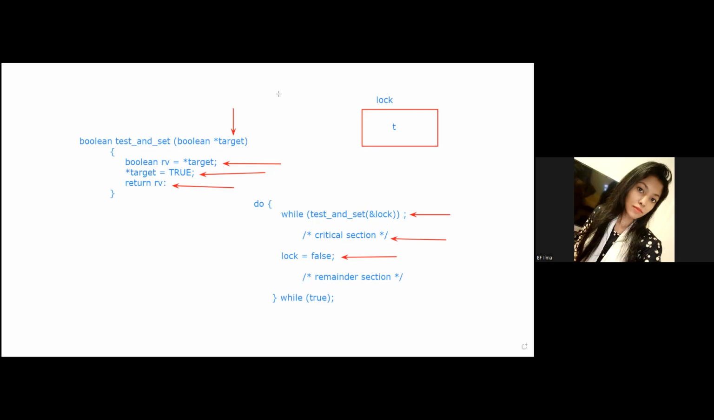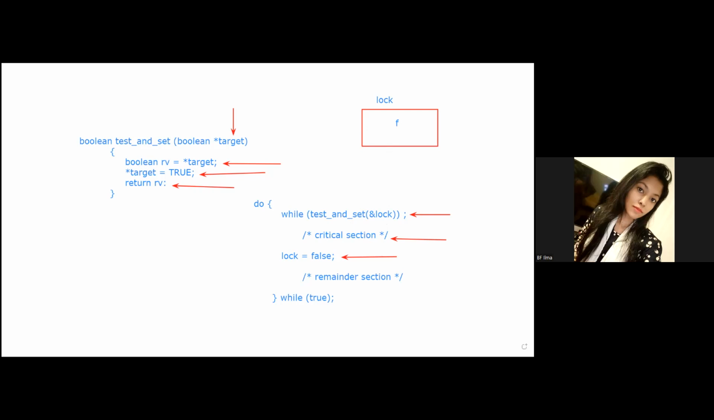And since it is now false, the test and set will return false by again setting the lock to true, so that it keeps on happening. So this is the test and set solution. However, this solution actually has the mutual exclusion and the progress. However, it cannot guarantee bounded waiting.